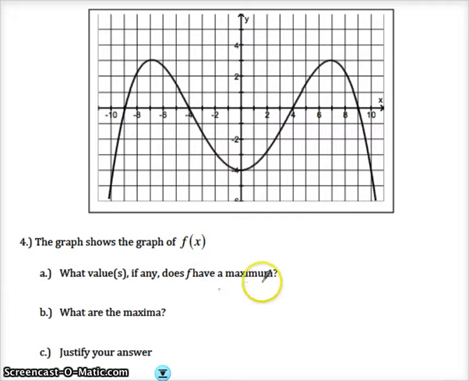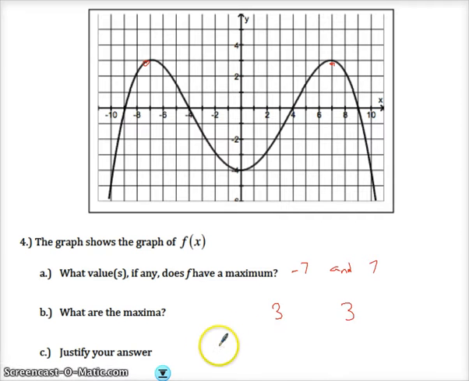All right, so at what values, if any, does f have a maximum? It has a maximum kind of right here, and it has a maximum kind of right here. This happens when x is negative 7, and again when x is 7. What are the maxima? The maxima are 3 and 3.